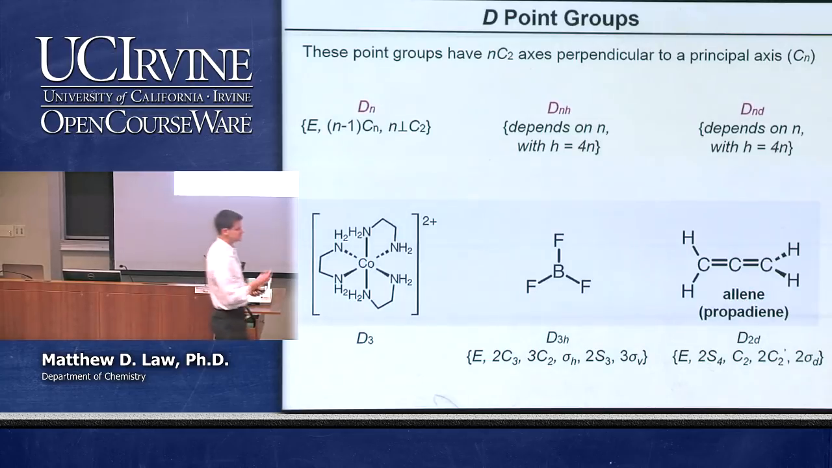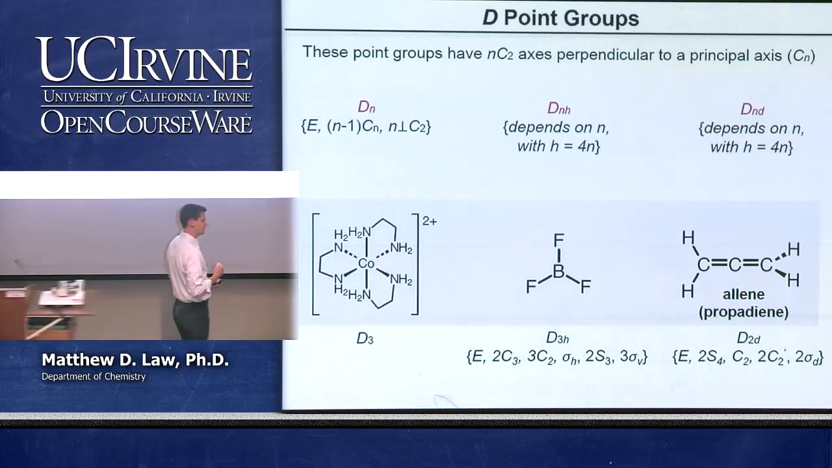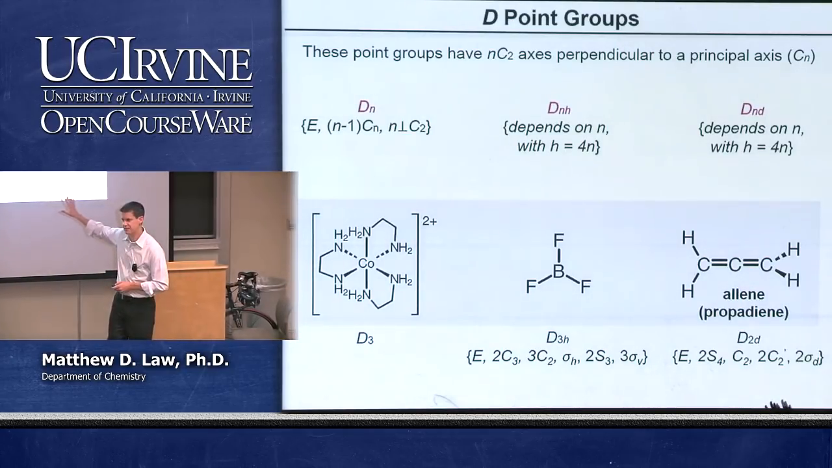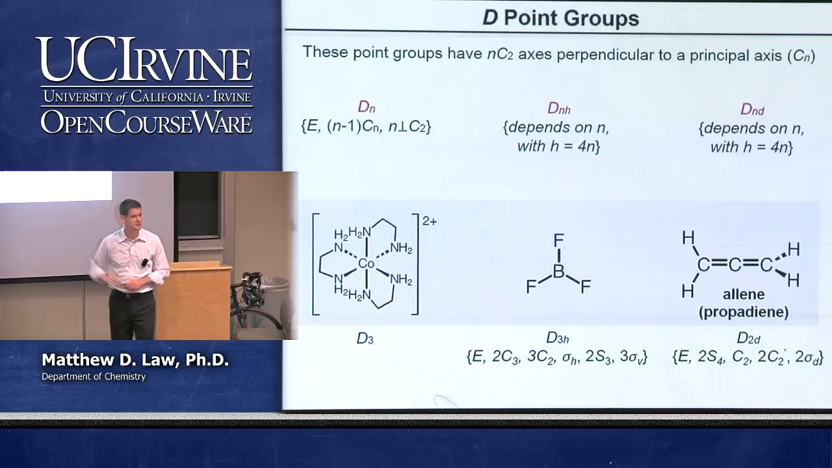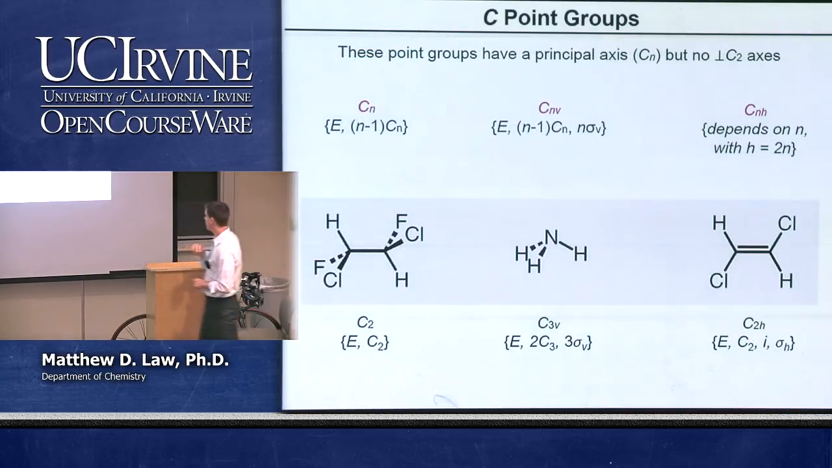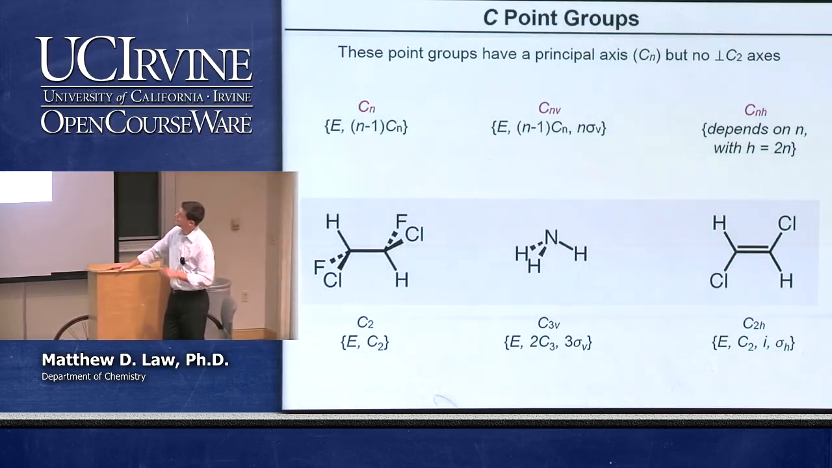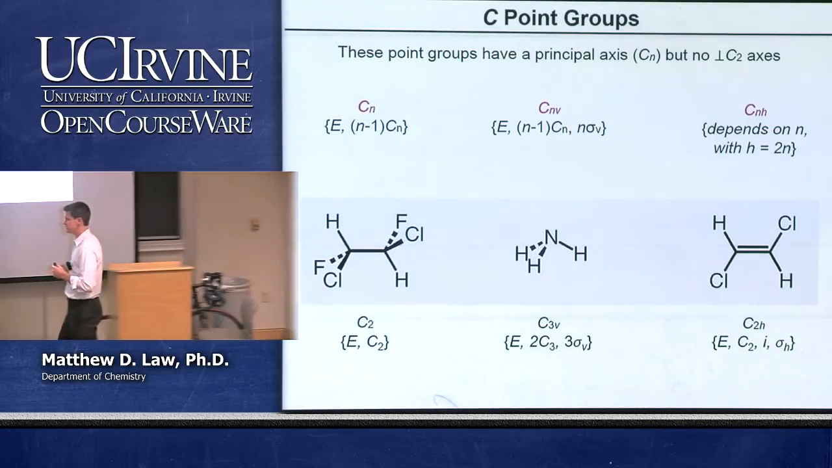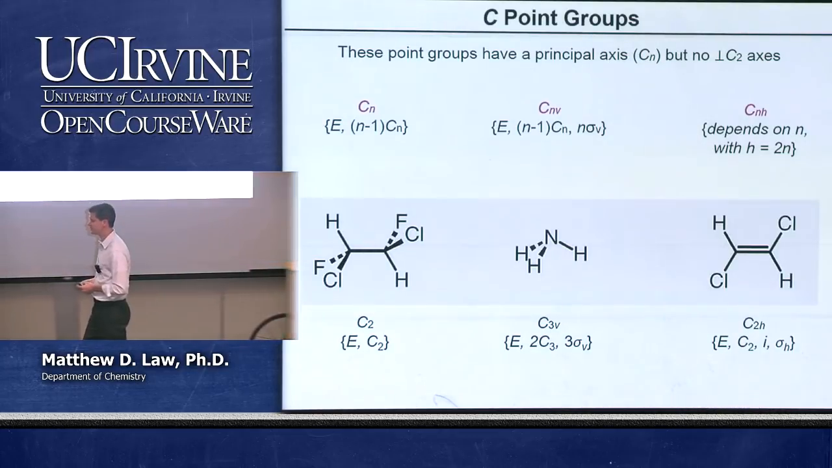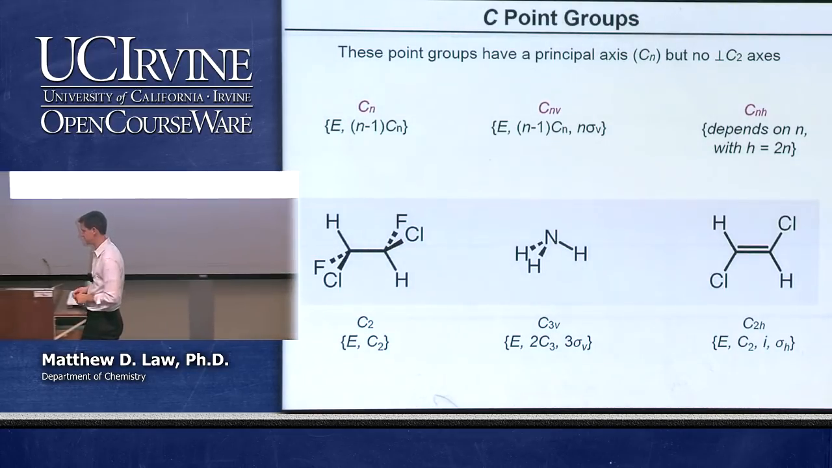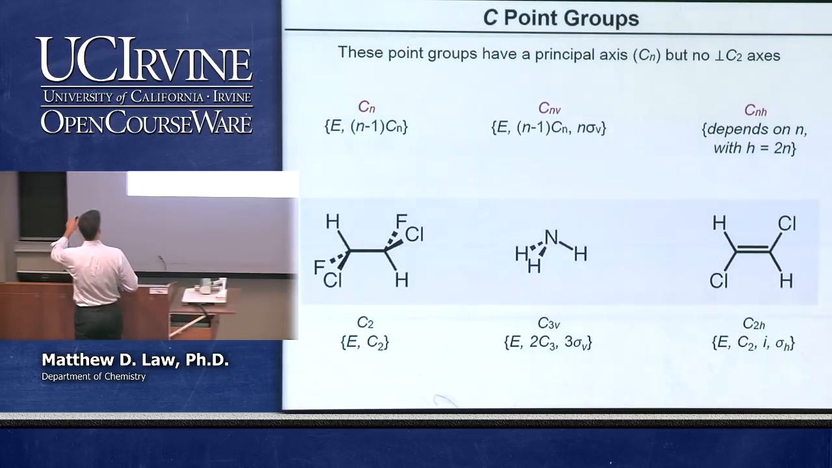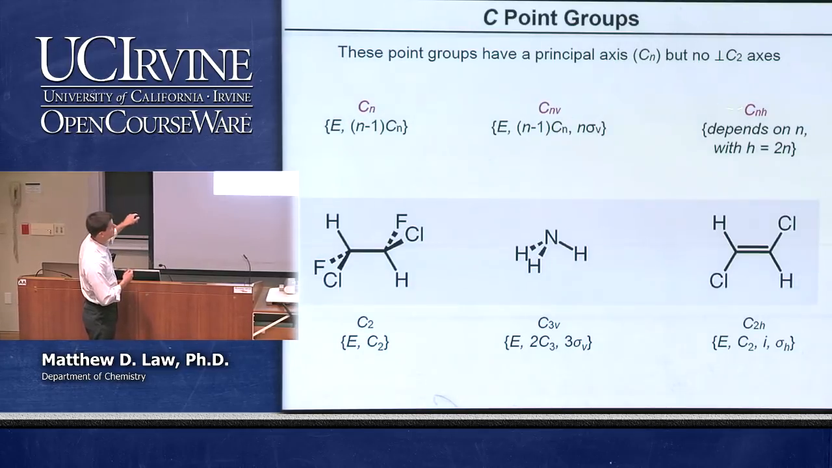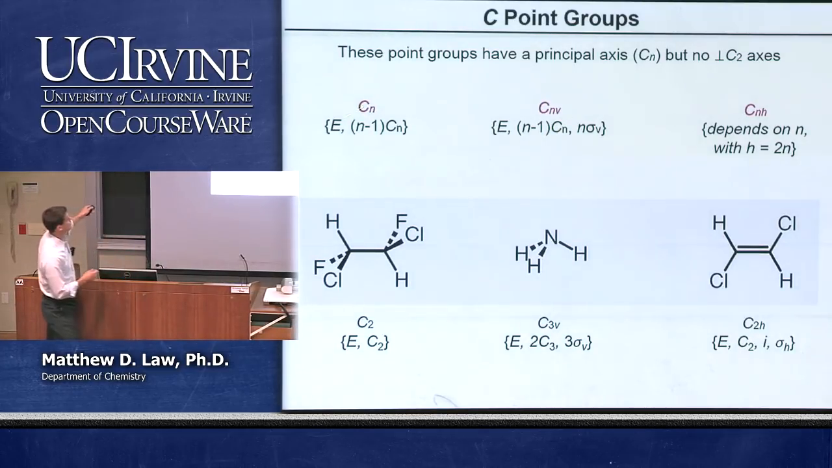Okay. So we have the D point groups. The last two are the C point groups and the S point groups. The C point groups are almost exactly the same, except they don't have perpendicular C2 axes. Okay, so here are the C point groups. These point groups have a principal axis CN, but no perpendicular C2. So that's the distinguishing characteristic differentiating D and C point groups: the presence of perpendicular C2 axes. Just like before, we had a DN, now we have a CN, we have a CNV now, and we have a CNH. No mirror planes.